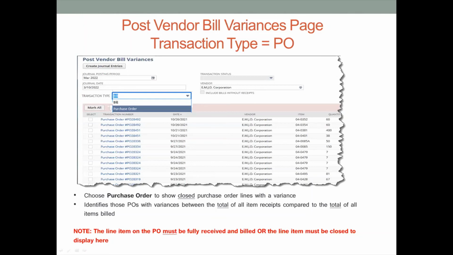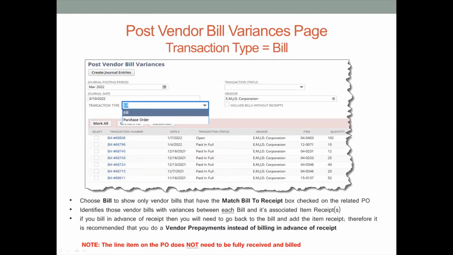Moving onward, we're looking now at the transaction type equal bill. So when do things show up here? That's if you have this match bill to receipt box checked either on your PO or on your item, because from the item it carries over to the PO. So what this does, it displays any bills that have a quantity difference or amount difference between the bill quantity and amount and its related item receipt quantity and amount.